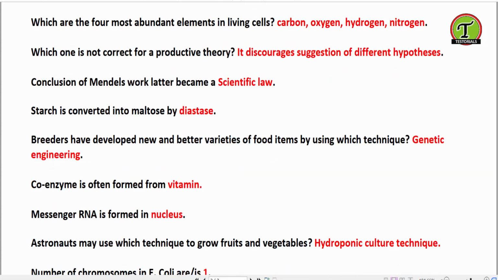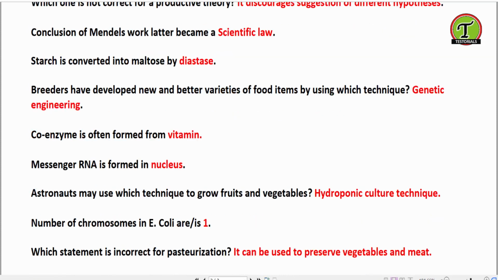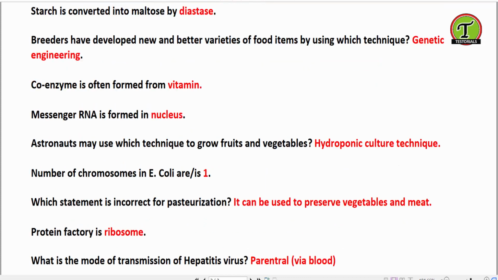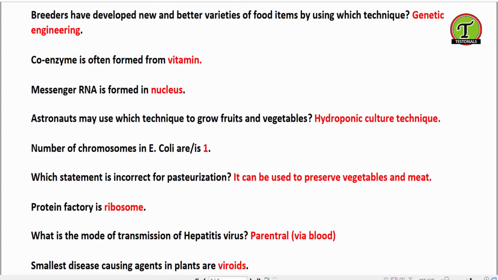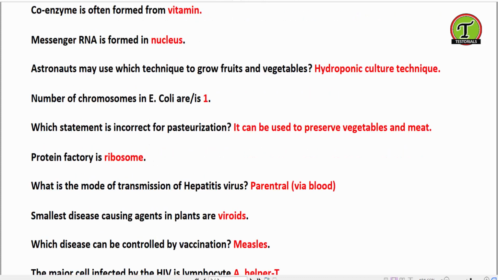Starch is converted into maltose by diastase. Breeders have developed new and better varieties of food items by using which technique? Genetic engineering. Coenzyme is often formed from vitamin. Messenger RNA is formed in nucleus. Astronauts may use which technique to grow fruits and vegetables? Hydroponic culture technique. Number of chromosomes in E. coli is 1.